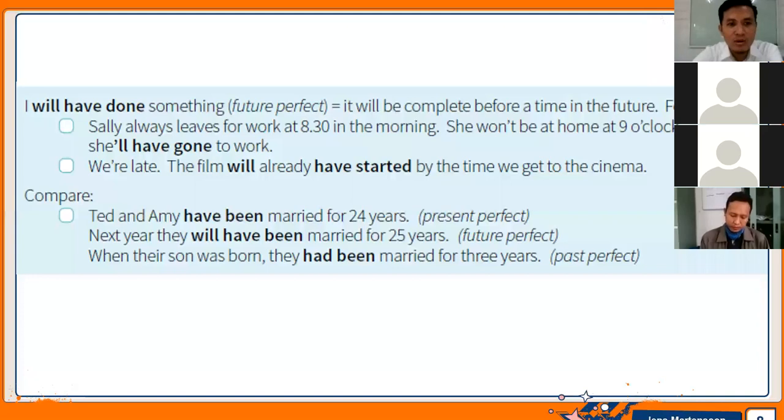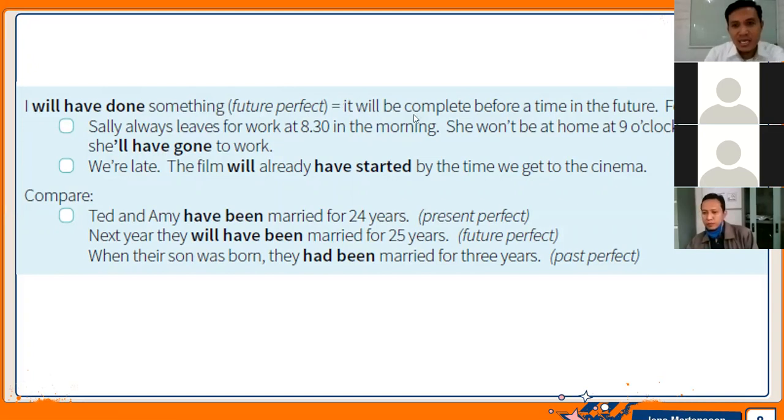Okay, now we are talking about future perfect tense. Have a look here, the sample. I will have done something. In bahasa Indonesia we say saya akan sudah mengerjakan sesuatu itu in the future. Okay, this is called future perfect tense.